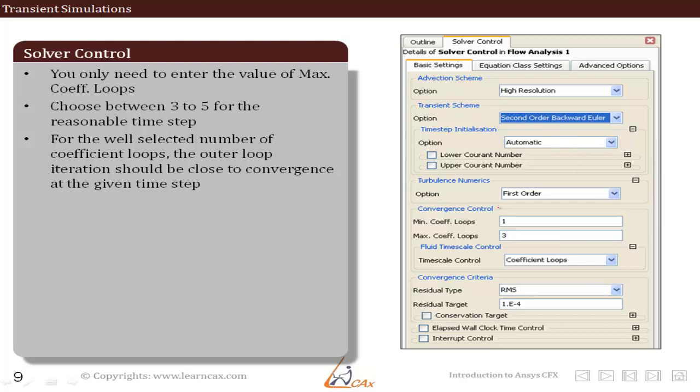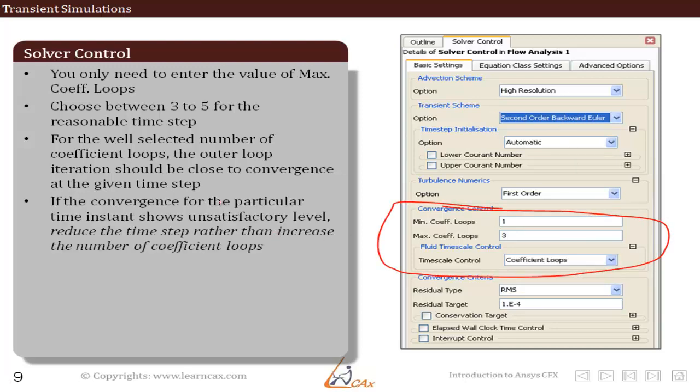These are the options for the convergence control. If the convergence for a particular time instant shows an unsatisfactory level, reduce the time step rather than increasing the number of coefficient loops.